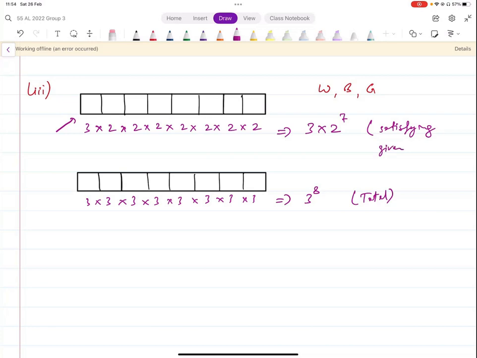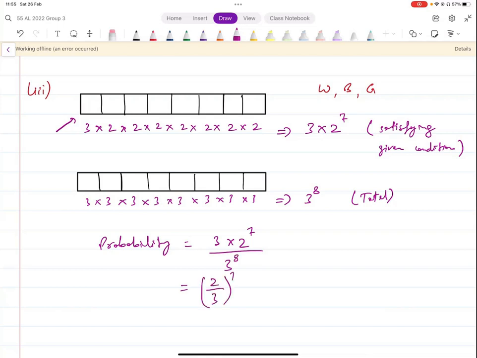Okay. So number of favorable outcomes divided by the total number of outcomes is going to give you the probability. These many cases satisfy the condition, and this is the total number of cases. The probability therefore is going to be 3 into 2 raised to power 7 divided by 3 raised to power 8. And you can see what this turns out to be. The 3s cancel, one power cancels. You've got (2/3) raised to power 7. You can write it in decimals, whatever this turns out to be. What did we get?